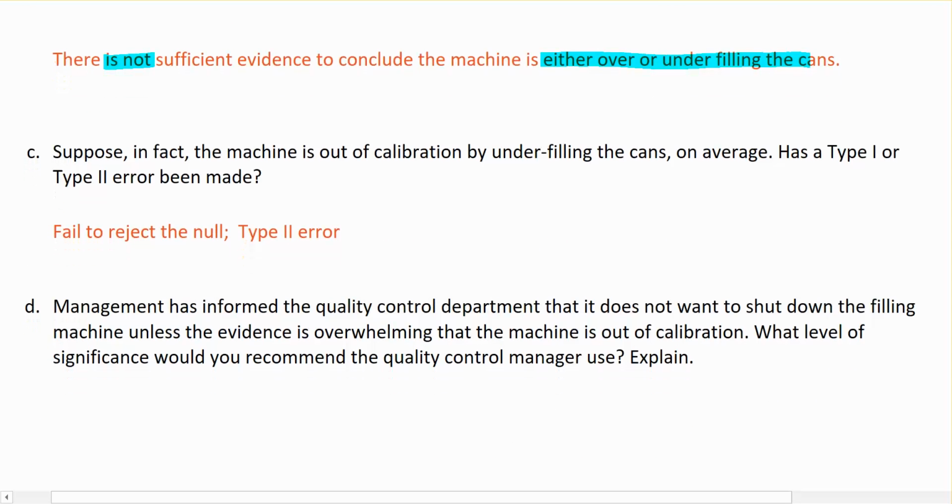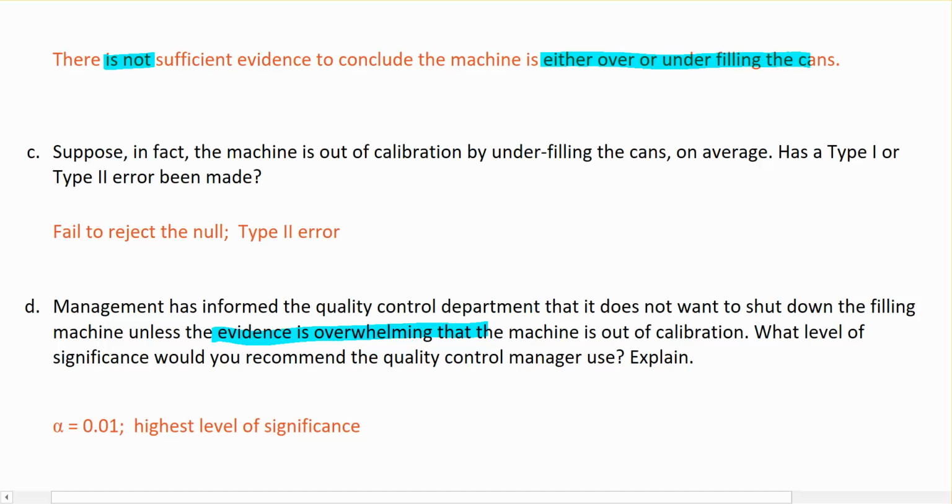Now the last thing that we're talking about here says, okay, management has informed the quality control department that it does not want to shut down the filling machine unless the evidence is overwhelming that the machine is out of calibration. So what level of significance do you think that we should recommend to the quality control manager? Remember, level of significance had to deal with how high of a priority are the errors. Well, management is saying that we want overwhelming evidence that this thing is out of calibration.